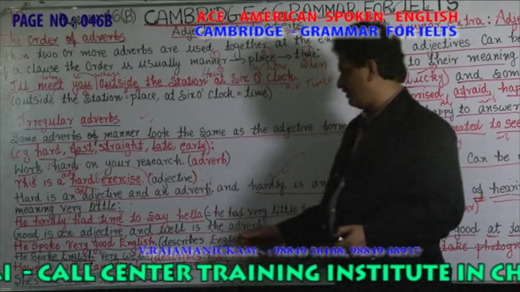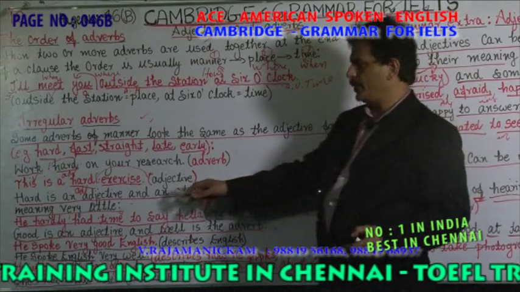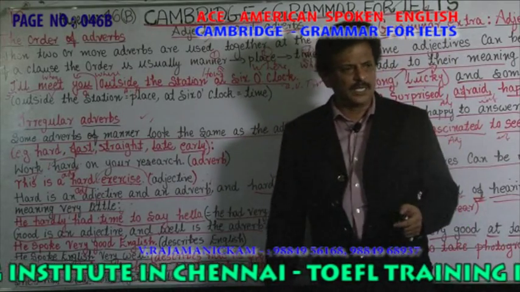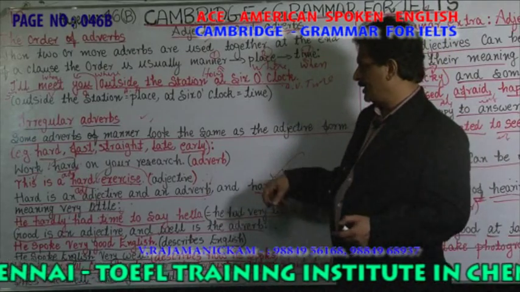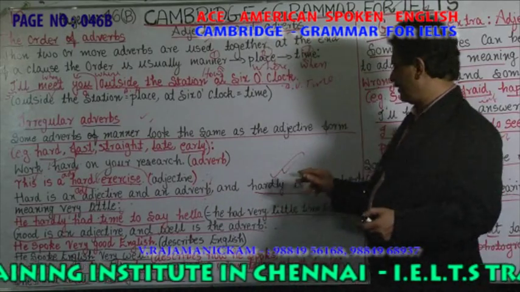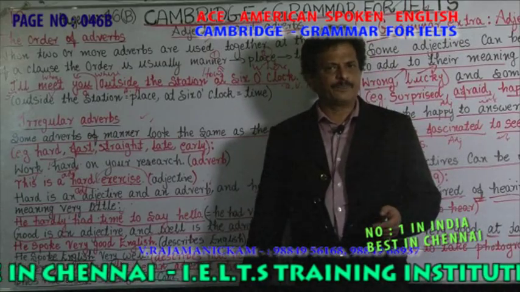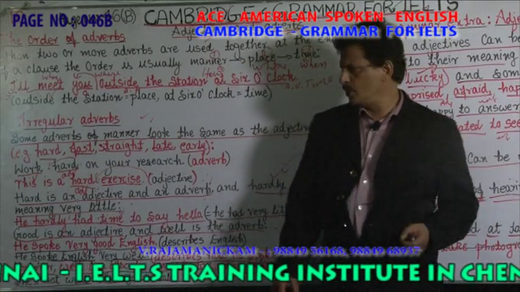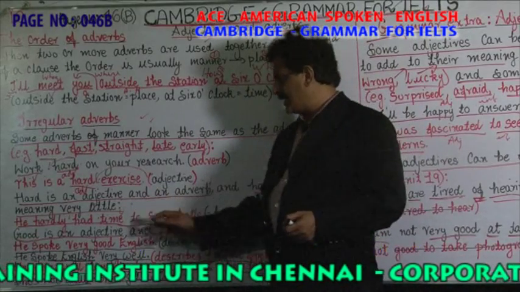Hard is an adjective and an adverb, and hardly is an adverb meaning very little. Hard is an adjective. Hardly means what? It is an adverb. How do you form a sentence using hardly? He works hardly. He doesn't work at all. See, he hardly had time to say hello.